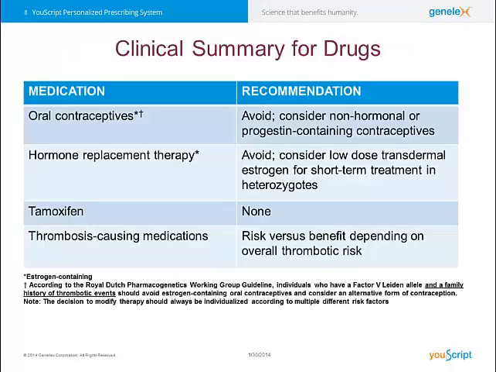The largest amount of evidence of risk of venous thromboembolism in these mutations are with estrogen-containing oral contraceptives, estrogen-containing hormone replacement therapy, and tamoxifen. These medications alone are associated with increased risk of venous thromboembolism, but current evidence shows that the Factor V Leiden and Factor II mutations may further increase the risk. Specific recommendations for management are listed here. One of the most important things to remember is that the decision to modify therapy should always be individualized, as the risk of venous thromboembolism is multifactorial and varies widely from person to person.